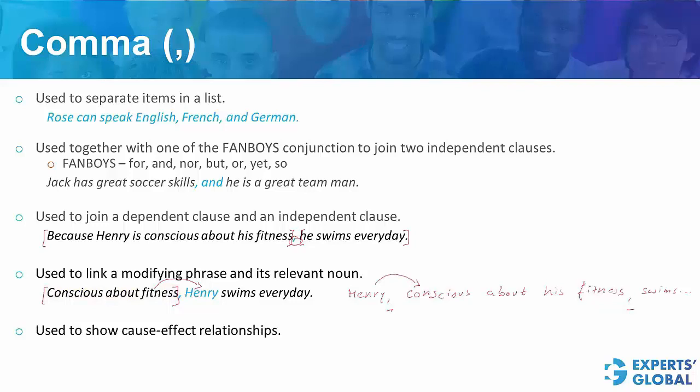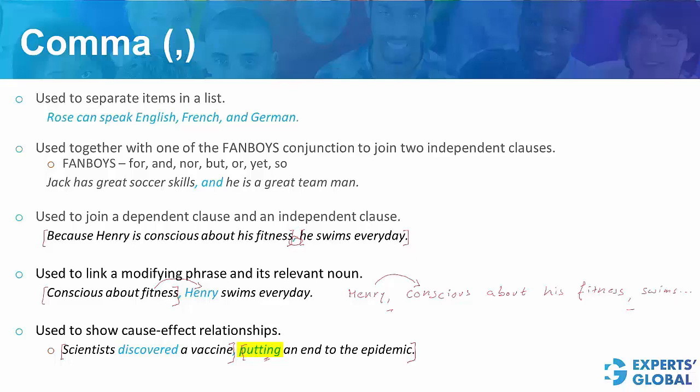Next usage of a comma is to show cause-effect relationships. Let's understand this through an example. You see, this part of the sentence is the cause. Scientists discovered a vaccine, and the following part is the effect. So, cause, comma, effect. This construction, introduction of a present participle, the verb plus ing after a comma, shows a cause-effect relationship.